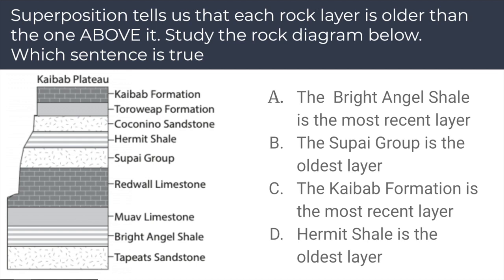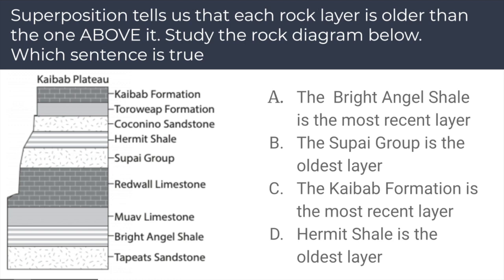Question 2. Superposition tells us that each rock layer is older than the one above it. So the layers of rocks that are close to the ground are older. Now let's take a look at this rock diagram. Which of the following sentences is true based on the rock diagram that we see here?